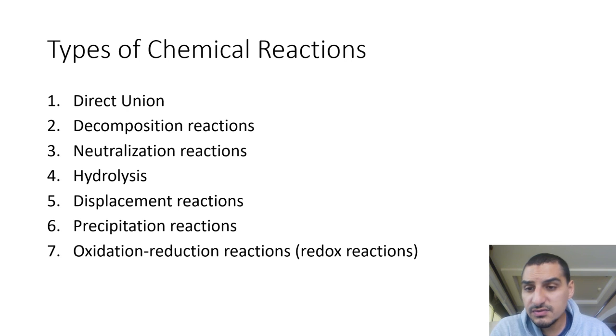In the next video, we're going to start with the chemical reactions. We're going to talk about this list of reactions: direct union, decomposition, neutralization, hydrolysis, displacement, precipitation, and oxidation reduction reactions. We're not going to go into deep details. We just want to know how each reaction is defined, or how we can tell if it is direct union, neutralization, or hydrolysis, whatever. We will know the differences between them.